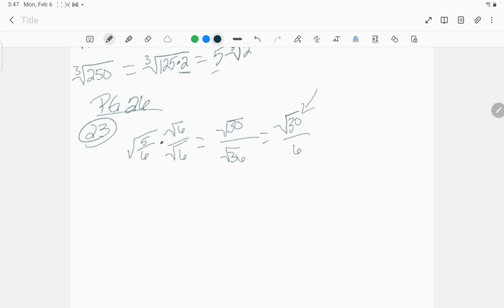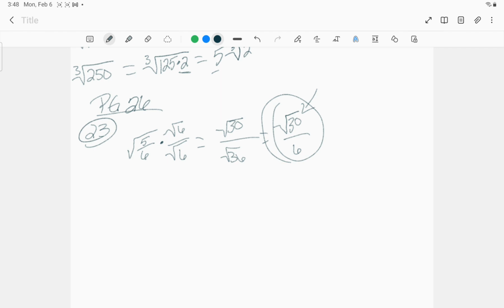So does 30 break down any for me to have a perfect square? Well, my perfect squares are 4, and 4 doesn't go into 30, or 16, and that doesn't go into 30. So the next number is 25. That's not going to be it either. So this is my final answer.